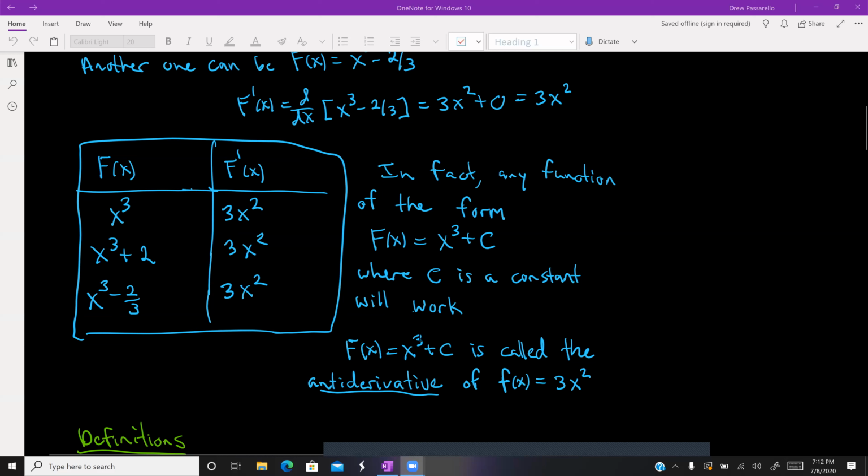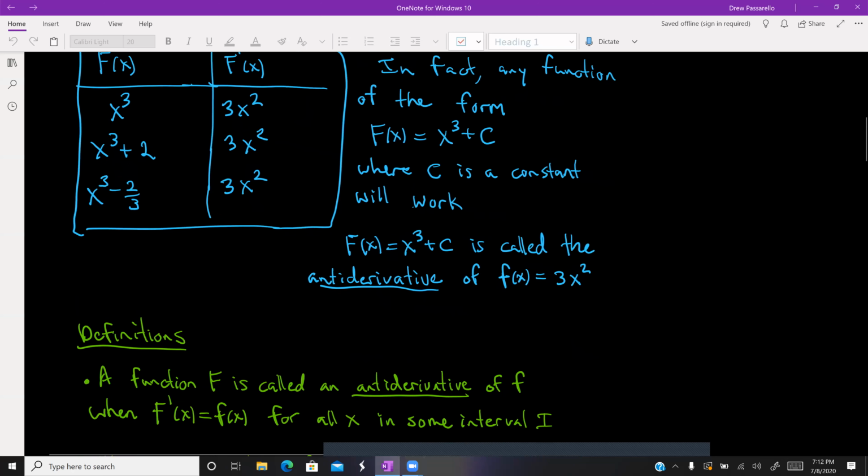All right, so in this sense, we're going backwards from a derivative, 3x squared, and getting the original, not really, but an antiderivative, or a function such that the derivative is 3x squared. And any function of the format x cubed plus c will do that. And because this constant c can be any value, there's an infinite number of possibilities for this antiderivative, like x cubed plus 2, x cubed minus 2/3, for instance. All right, so that's the idea.